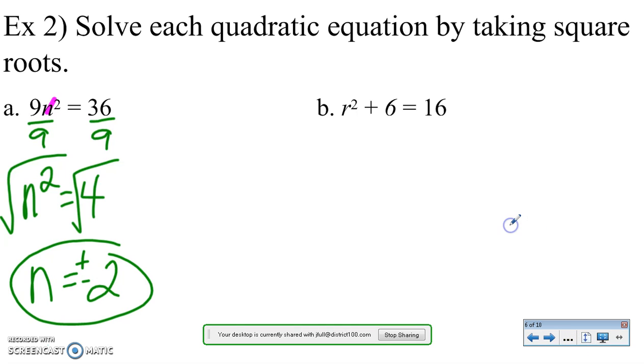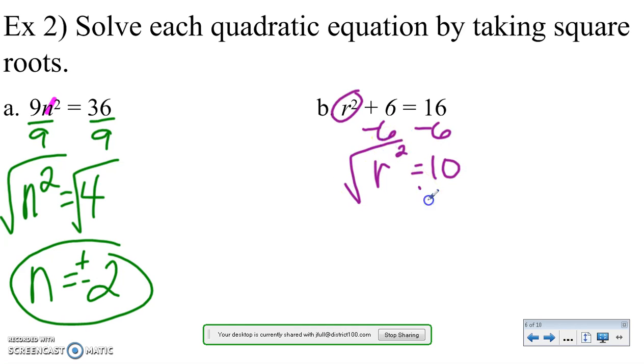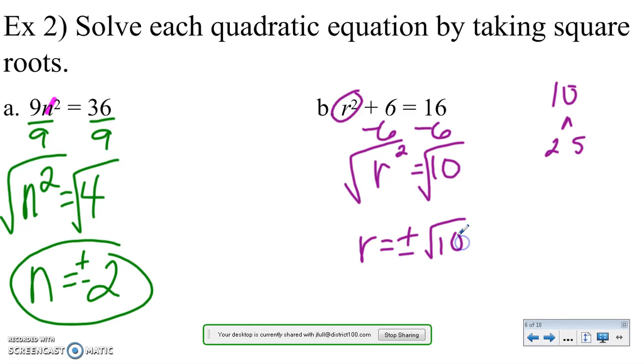Next one. Need to get the r squared alone. So that means we're going to get rid of that 6. So we're going to subtract 6 from both sides. So we get r squared equals 10. Take the square root of both sides. If you think back to what we did with our factor trees, the only 2 numbers that go into 10 are 2 and 5, and I can't break those down at all. So we're going to leave this as a square root of 10.